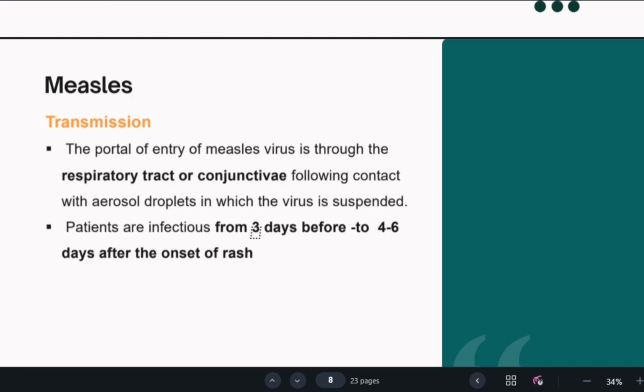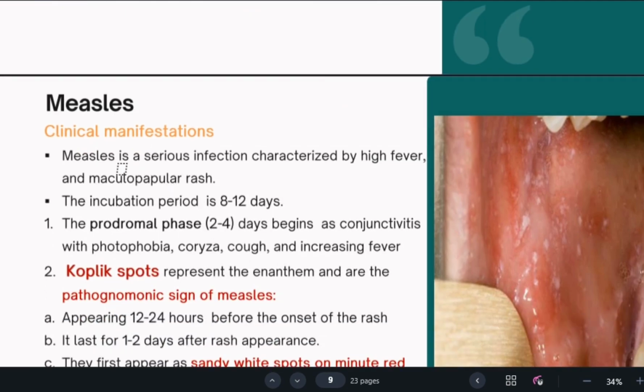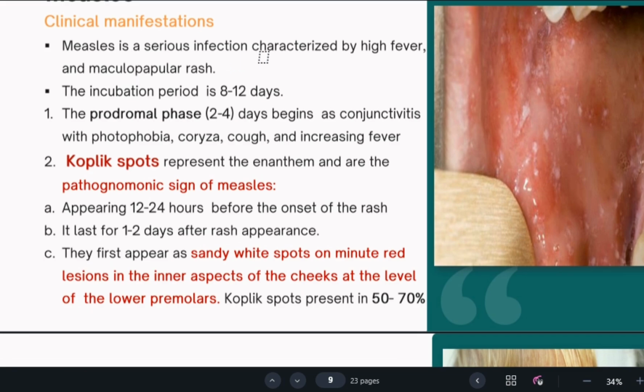Patients are infectious from 3 days before and 4 to 6 days after onset of rash. It is very important to know when the patient is infectious. So 3 days before the rash and about 6 days after the rash, the patient is very infectious and must be isolated. Measles is a serious infection characterized by high fever and maculopapular rash.